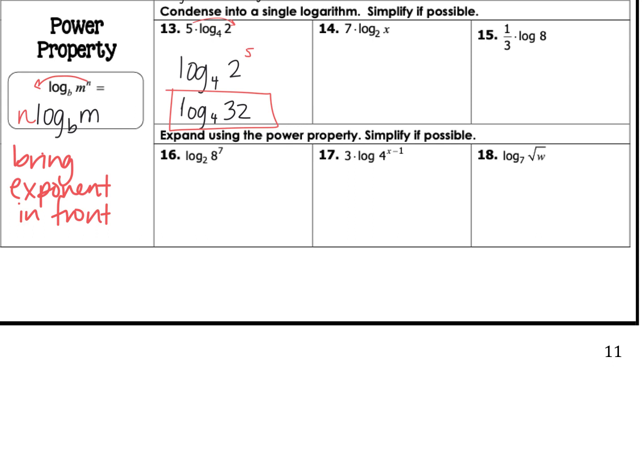On number 14, it's not going to simplify quite as far because you bring that 7 up to put it as an exponent, and it becomes log base 2 of x raised to the 7th. And you can't really do anything else. You can't simplify that any further, and so that's your final answer, okay?